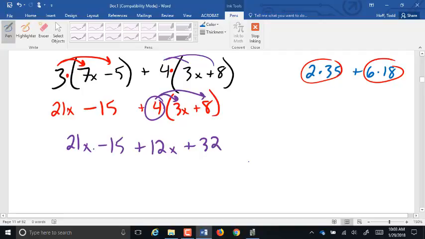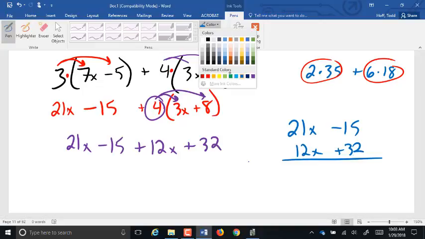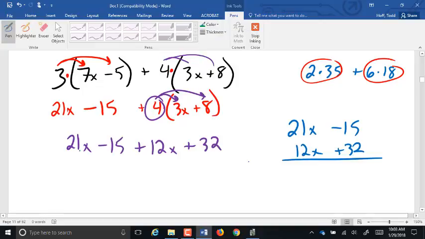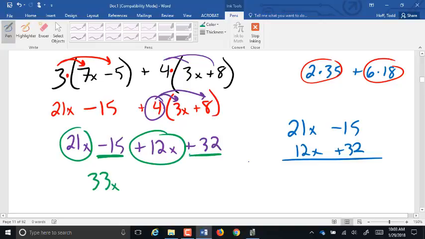Now I can go ahead and add. Now I could pull these out, do the 21x and negative 15, 12x and positive 32 like that. I can add like that if I want to. Probably quicker in this form to just combine the things that have the same name. I have 21x and positive 12x make 33x. I have negative 15 and positive 32, which will make positive 17. That's what I would have got over here if I would have added them this way.